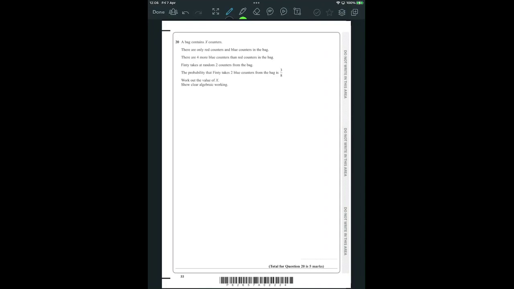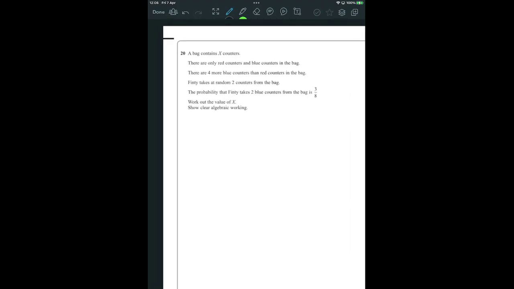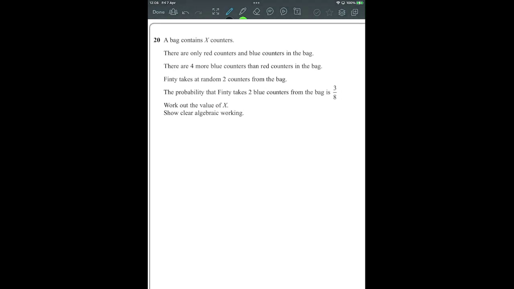Question 20, we're coming right near the end now. Question 20, a bag contains X counters. Already putting some fear. This is probably going to be some weird probability equation. There are only red and blue in the bag, that's nice. There are 4 more blue than red. Okay. We take 2 counters at random. The probability it takes 2 blue is 3/8. Work out the value of X.